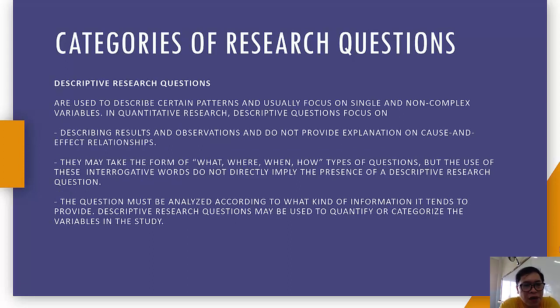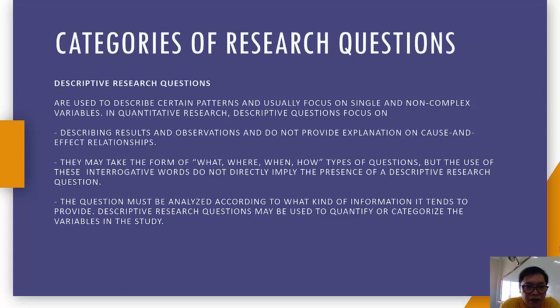What is descriptive? Descriptive research questions are used to describe certain patterns and usually focus on a single, non-complex variable. In quantitative research, descriptive questions focus on describing the results and observations, and do not provide explanation on cause and effect relationships. So, in quantitative research, you describe the results and observations. It does not provide explanation on the cause and effects.